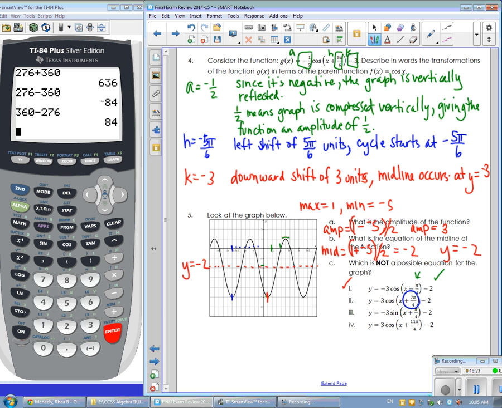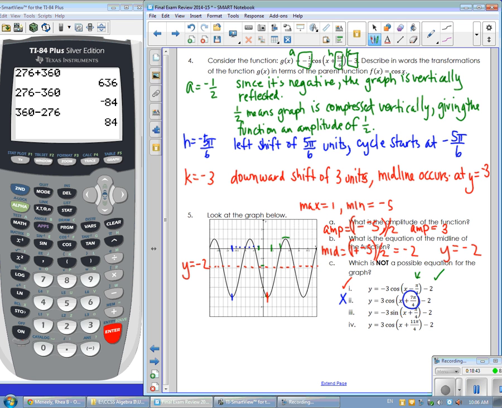So for now, I can see this is not correct. I do want to double check the rest of them, because there may be other possible answers. So if I look at number 3, I've got my cycle starting. Notice it's x plus pi over 4. That tells me that the cycle is starting at negative pi over 4. So if I find negative pi over 4, that's right here.